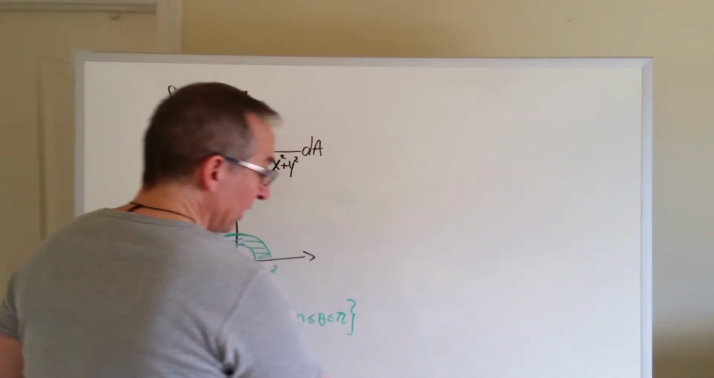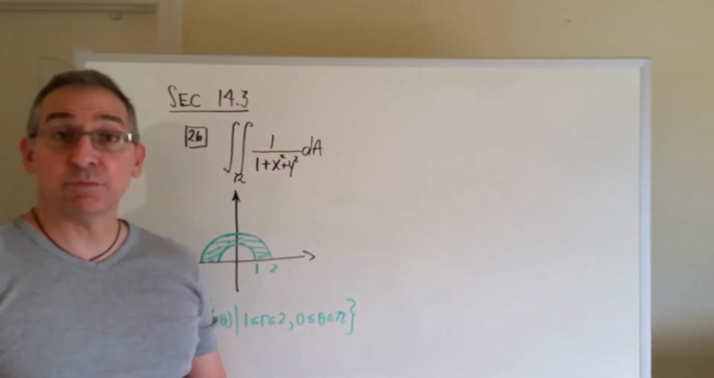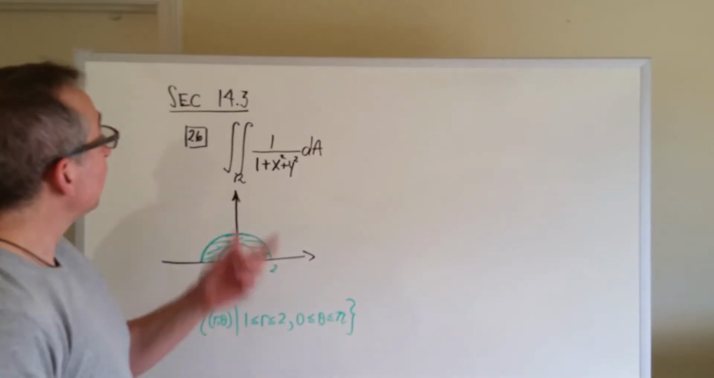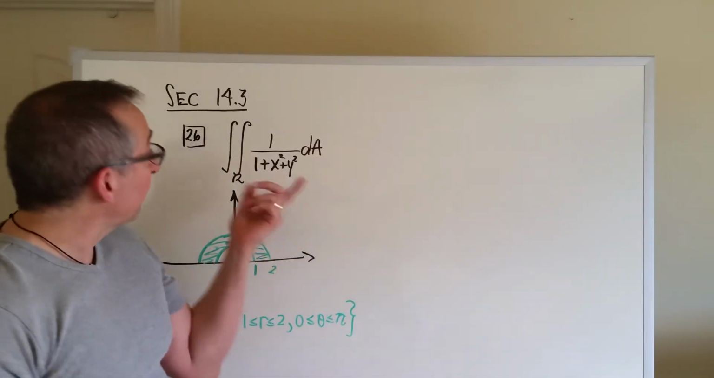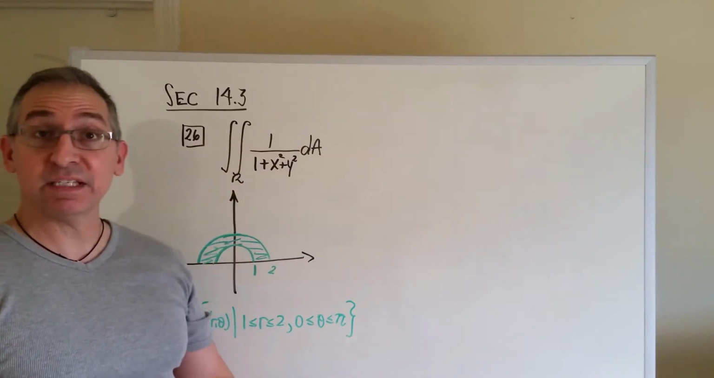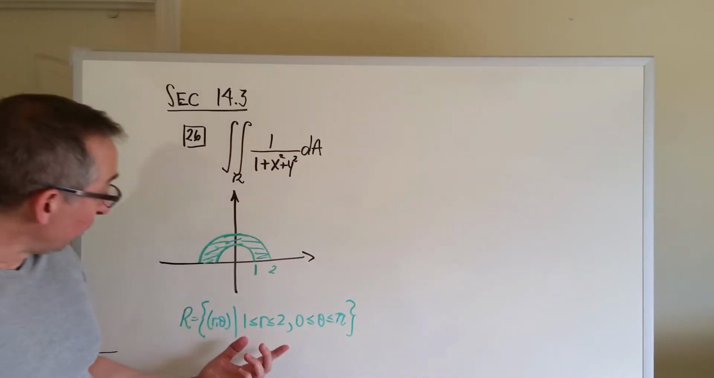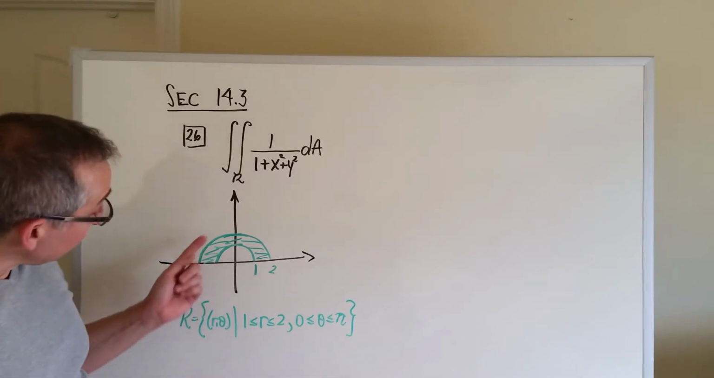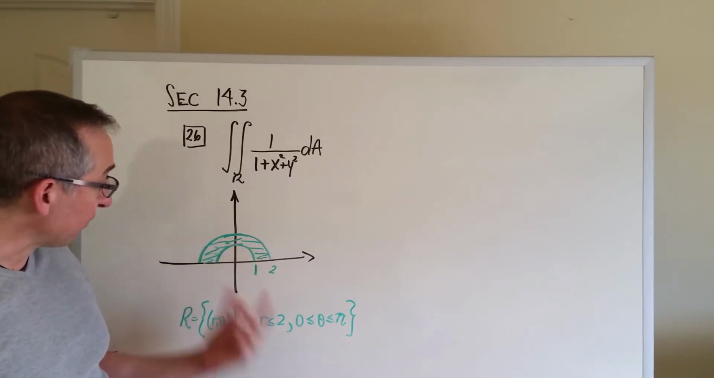Okay, gang. Here is number 26 from section 14.3. In this one now, they want us to evaluate the double integral. They gave it to us already, 1 over this expression. It's 1 plus x squared plus y squared. And they told us that the region of integration is going to be this expression, or this area right here.